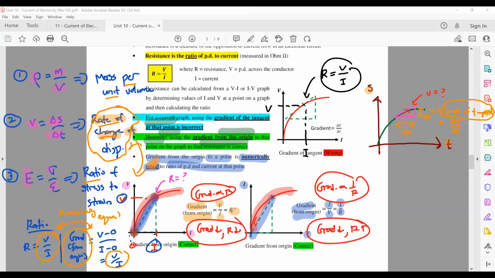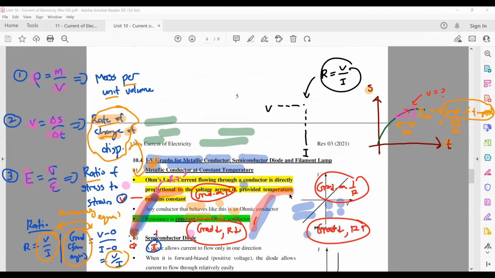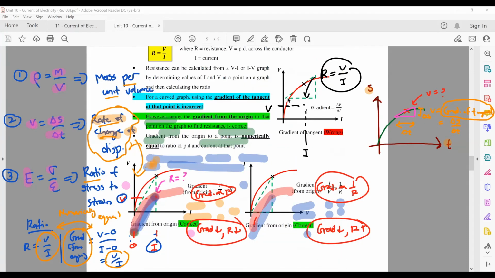Okay. So this is how normally we evaluate whether the resistance is going to increase or decrease, just by looking at the gradient of the origin. That's the quick way, but it's not a formal way to do it. It's not accepted in your marking scheme. All right. Okay, so this one is okay.